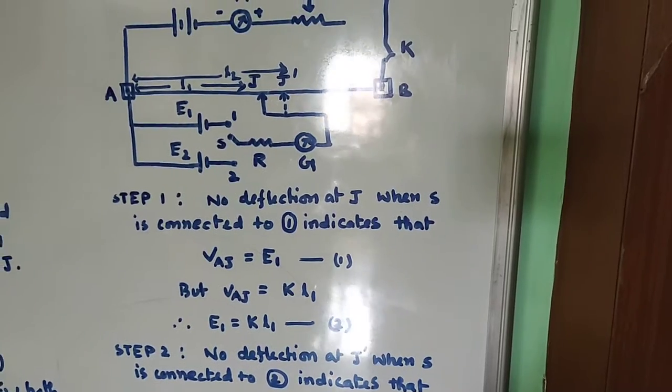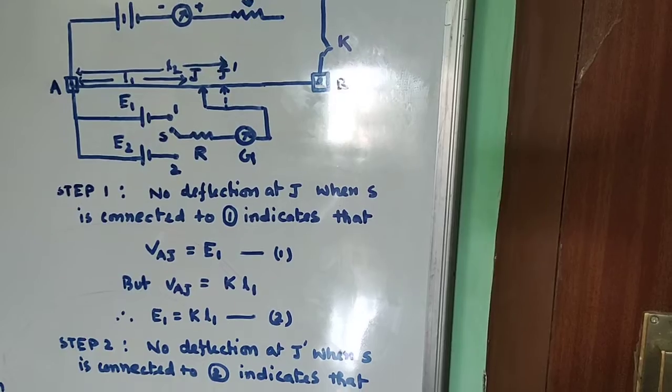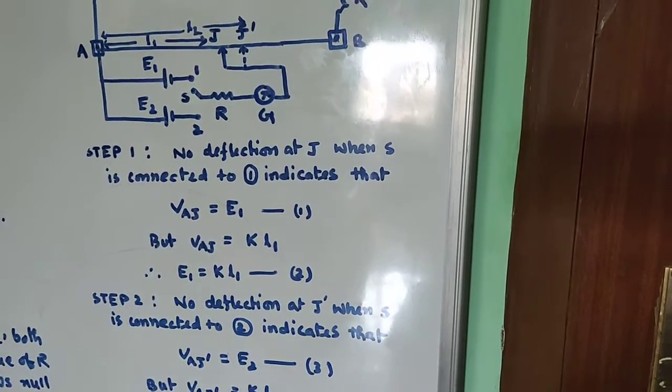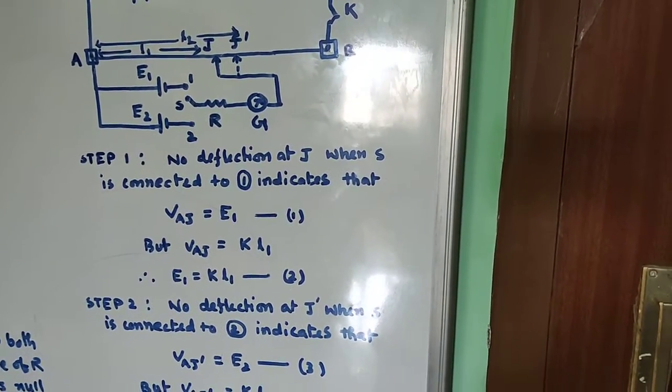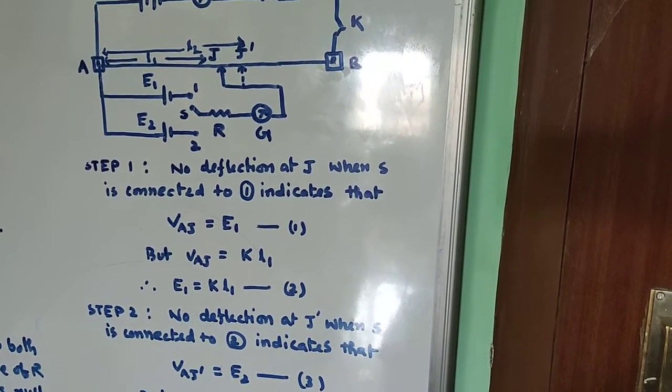Now step 2: no deflection at J dash when S is connected to 2 indicates that V_AJ dash equals E2. Under this condition, the potential difference balances the EMF.